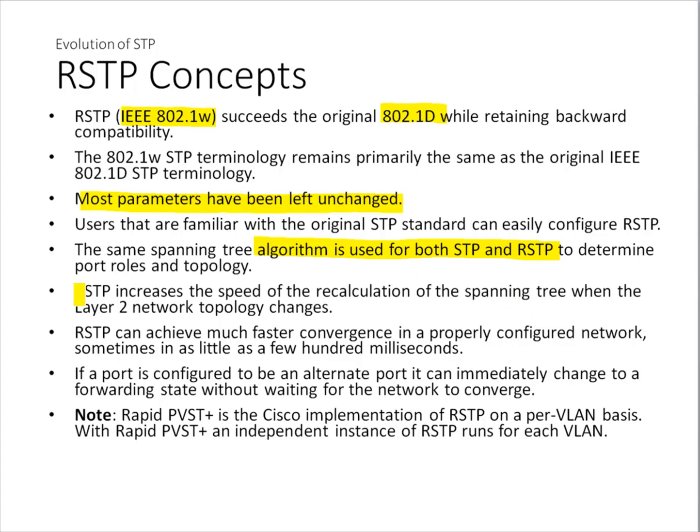But what does that mean? RSTP increases the speed of recalculation of the spanning tree when the layer 2 topology changes. So the recalculation speed is very fast, and also there is very fast convergence. In a properly configured network, it can be as little as a few hundred milliseconds. So it takes very little time to learn about the entire topology. Once you know how to configure the STP protocol, configuring RSTP is a basic thing.